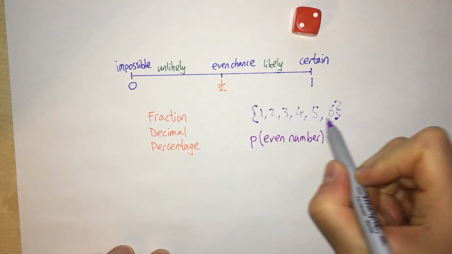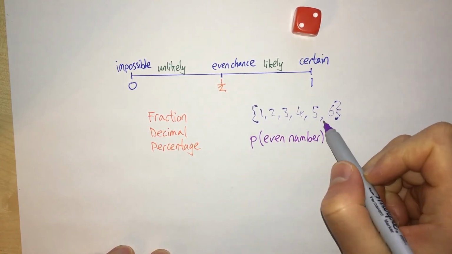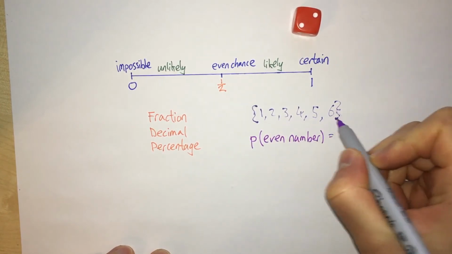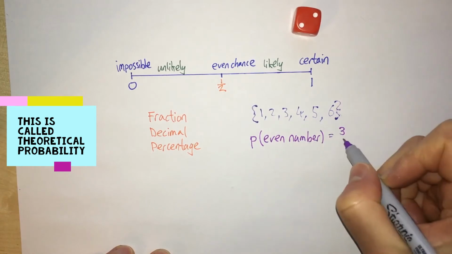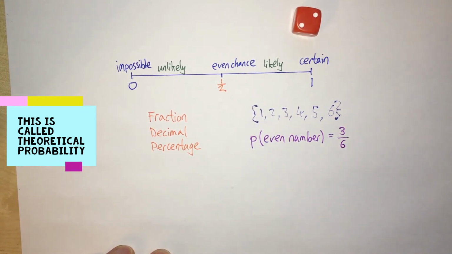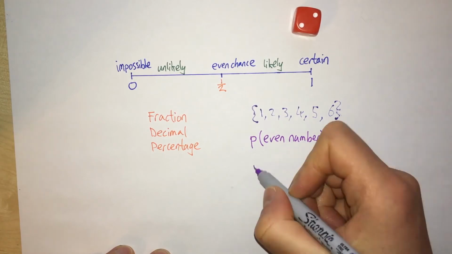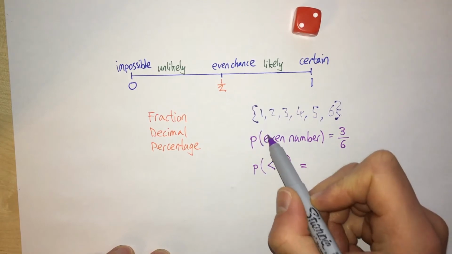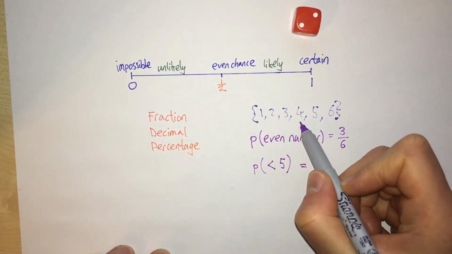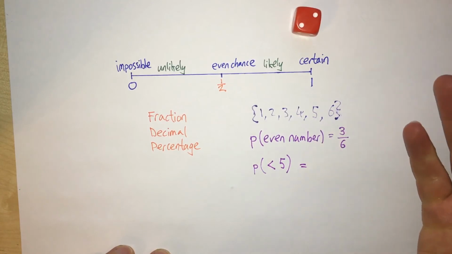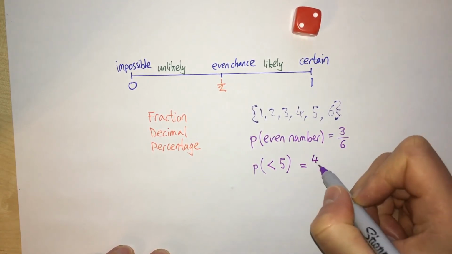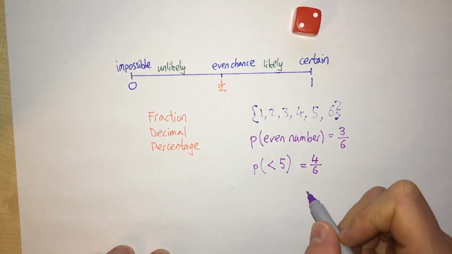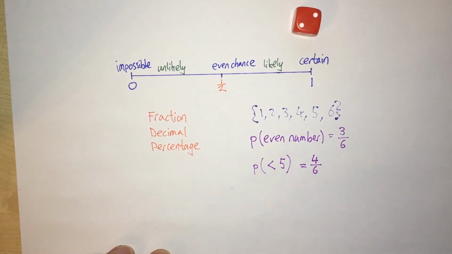Well, these are the set of all possible outcomes, the universal set. How many of those numbers are even? 3 of these numbers are even, and there are 6 possible outcomes. How many of these numbers are less than 5? Well, there's 1, 2, 3, or 4. Remember, 5 is 5. It's not less than 5. So we can write 4 over 6. Now I'm expressing these as fractions, but it could be expressed as a decimal or a percentage too.